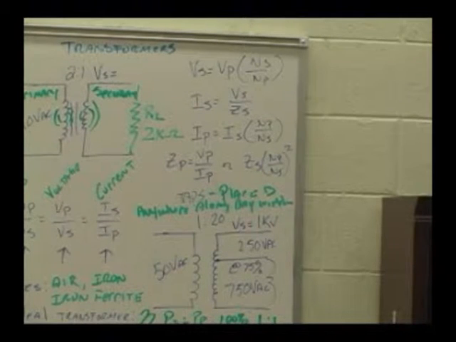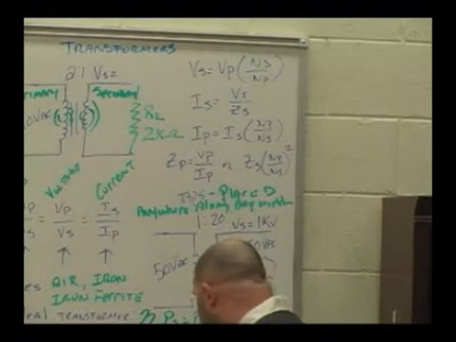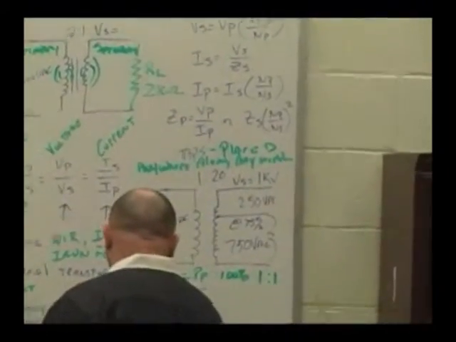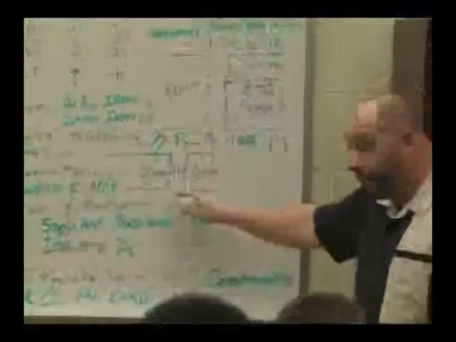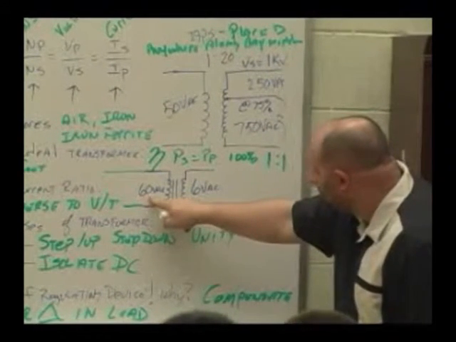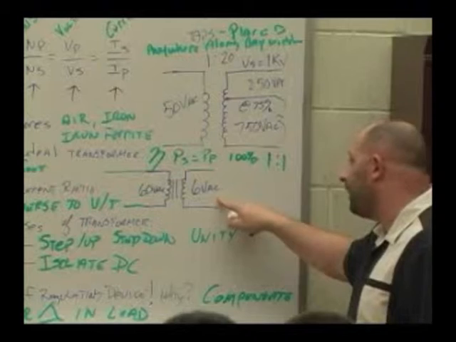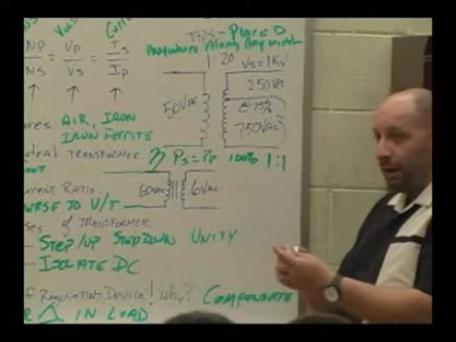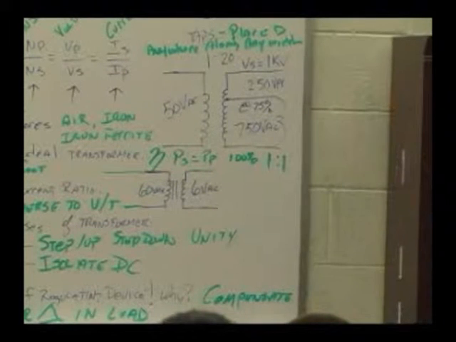All right, so back to the current ratio, because this has to do with the current ratio. I've got another transformer here. I have 60 volts AC, and then I've got 6 volts on the secondary. So 60 on the primary, 6 on the secondary. What's the current ratio? Ha ha ha! See? Gotta pay attention.